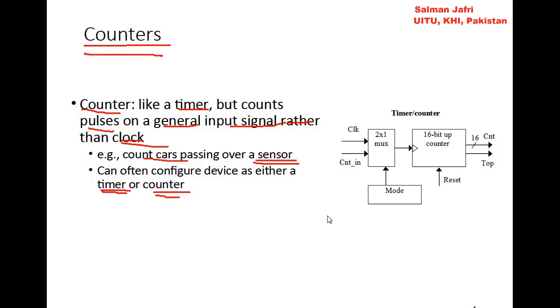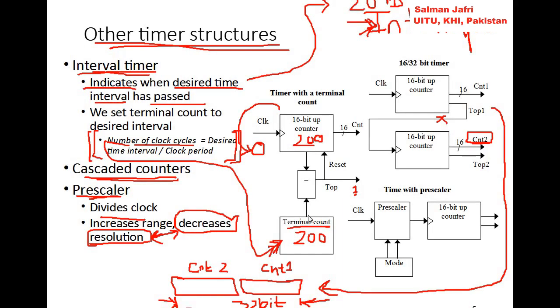So after having discussion about counters, we can take a look at other timer structures, right? One of the timer structures is an interval timer. And what does an interval timer do? It indicates when a desired time interval has passed. For example, if you're waiting for 20 nanoseconds and then generating an interrupt, this interval timer would help you to delay till 20 nanoseconds and then you can generate the interrupt.